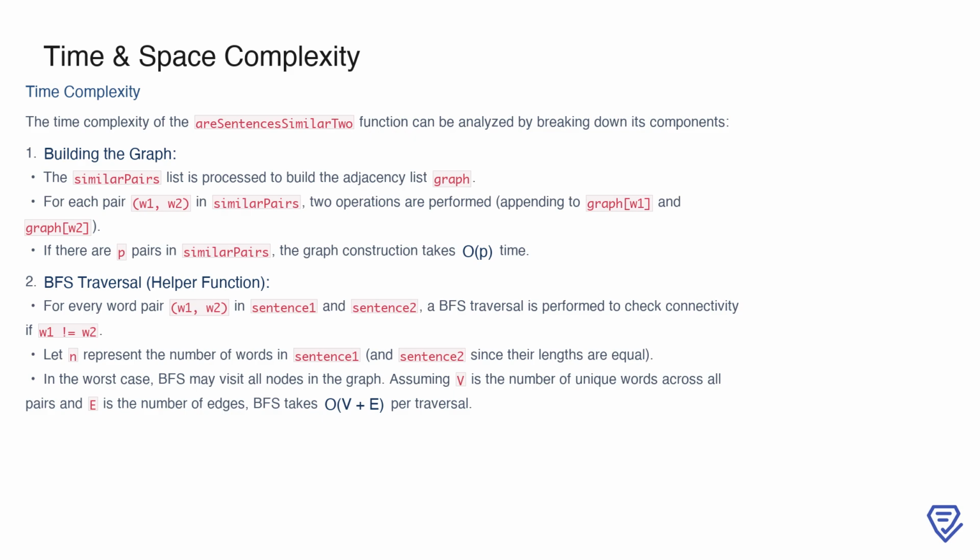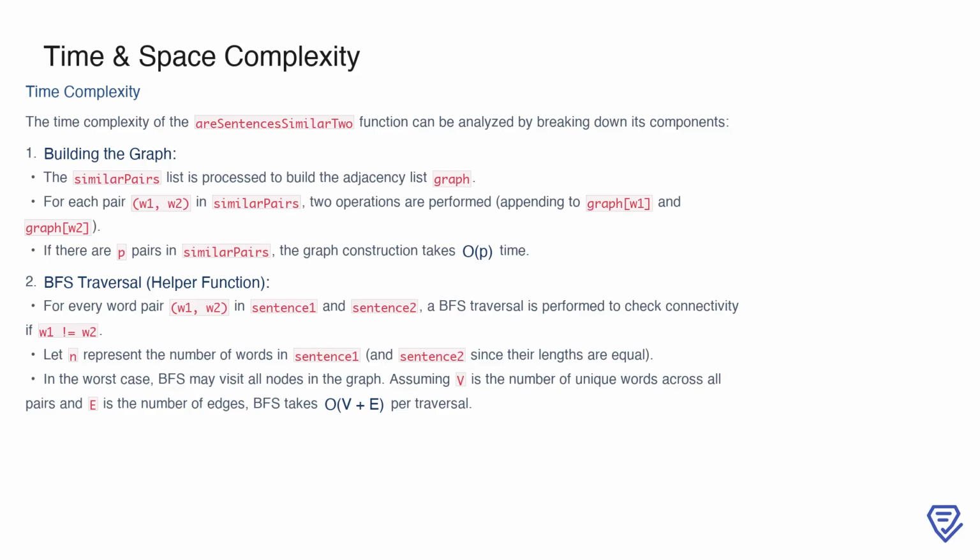First, we consider the time required to build the graph. This step involves processing the similar pairs list to construct an adjacency list representation of the graph. For each pair, W1, W2, in similar pairs, we perform two operations, appending W2 to the list of neighbors for W1 and appending W1 to the list of neighbors for W2. If there are P pairs in similar pairs, this process takes P time.